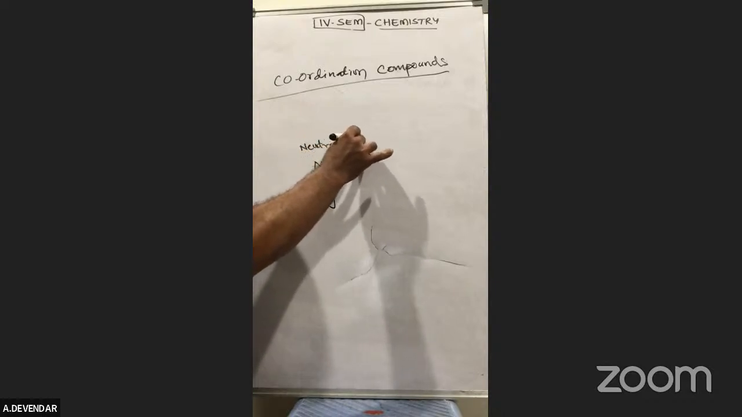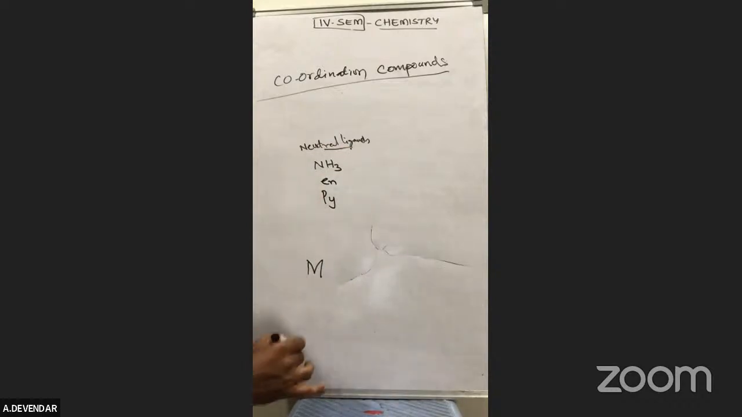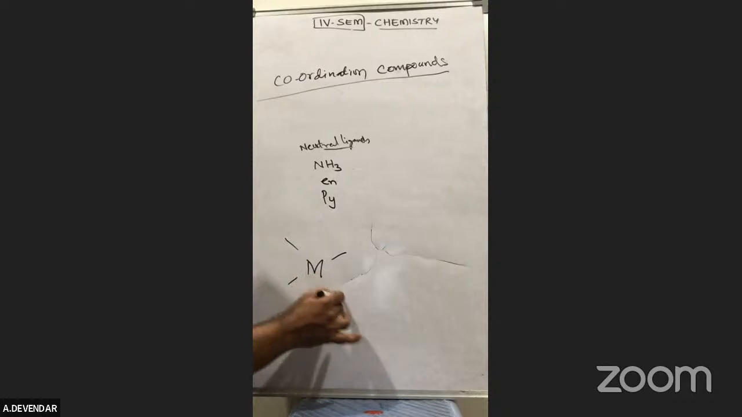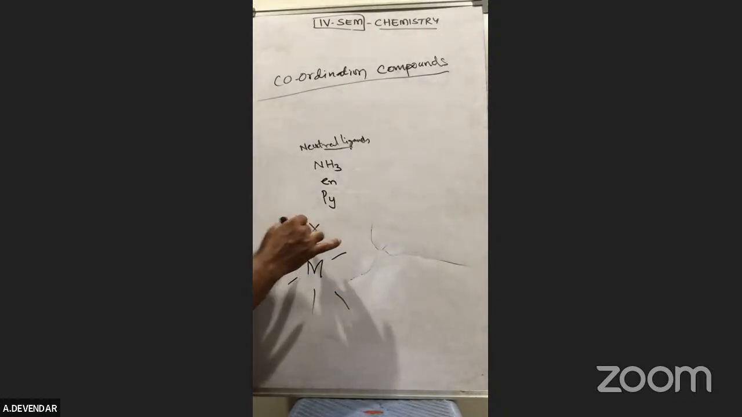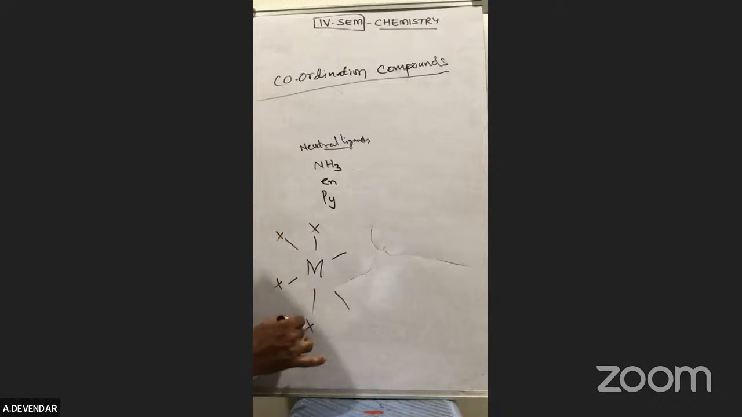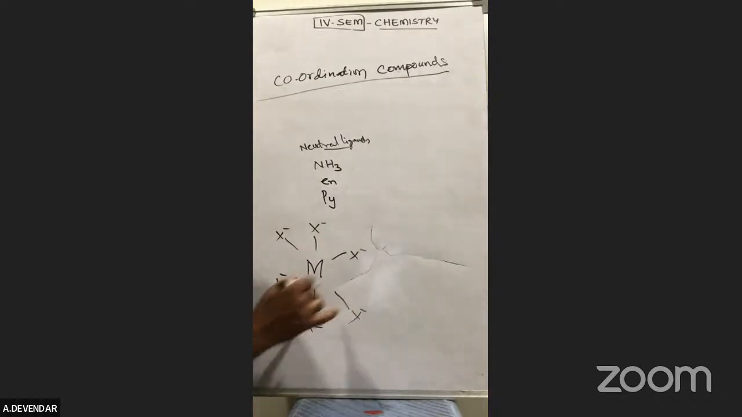I hope you understand what ligands are. A central atom is there. M is the central atom. It can be surrounded by ligands, and I'm using X for them. X is an ion, not a neutral atom. How many ions are surrounded? 6. The coordination number of the central metal atom is 6. It is an octahedral structure. That's it.